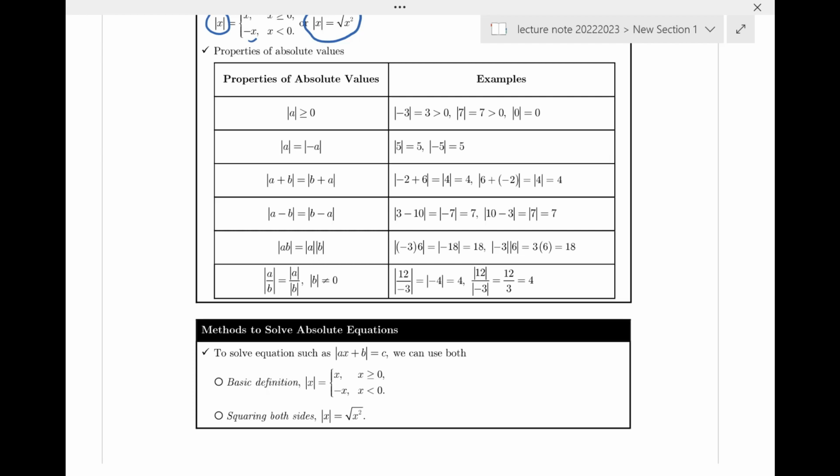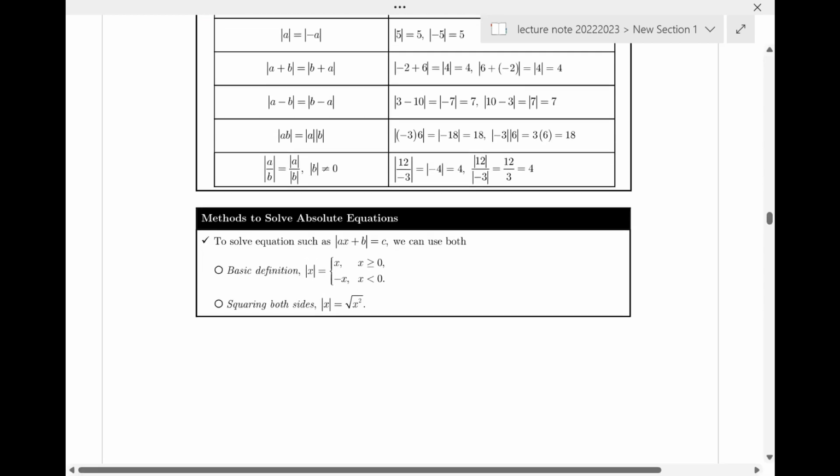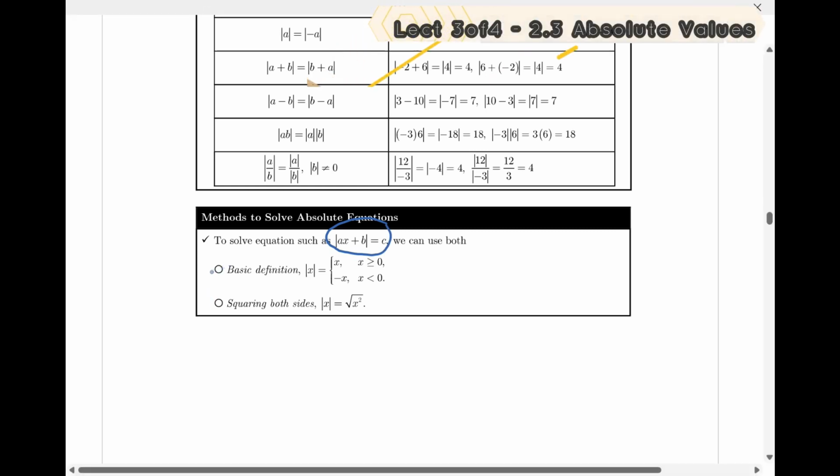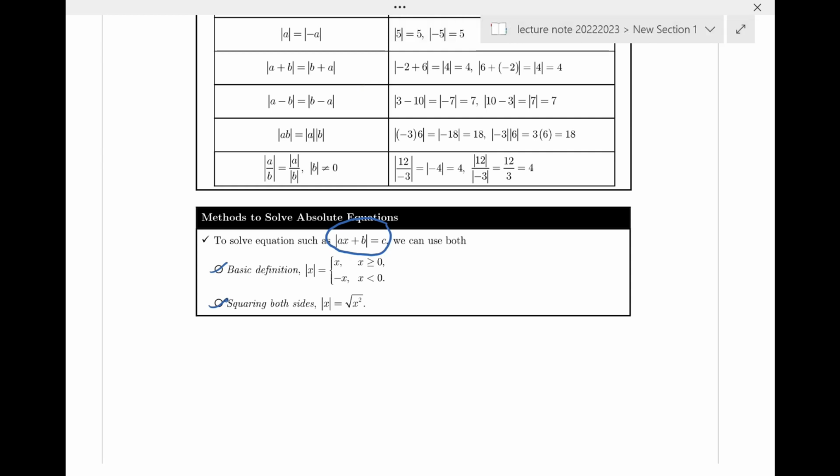So we're just going to go through the methods to solve, the first one, which is absolute equations. We go through first the equation with the equal sign. Equations are a lot easier than inequalities, of course. So to solve an equation of this type, we can either use the basic definition or squaring both sides. It doesn't matter. While going through the examples, we will see how we use both methods to solve the equation.